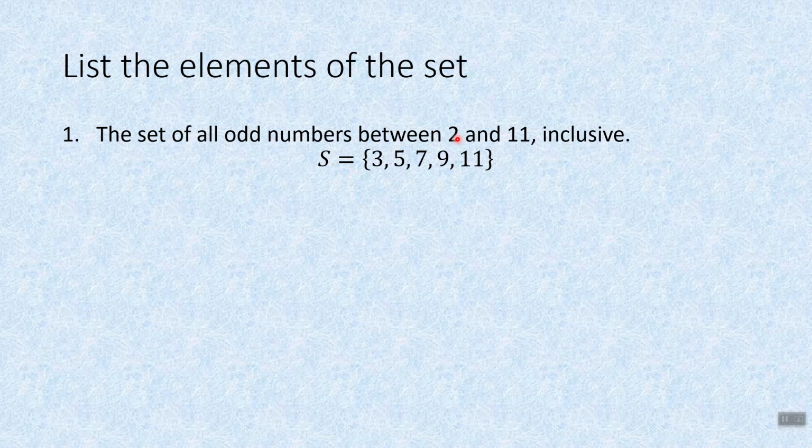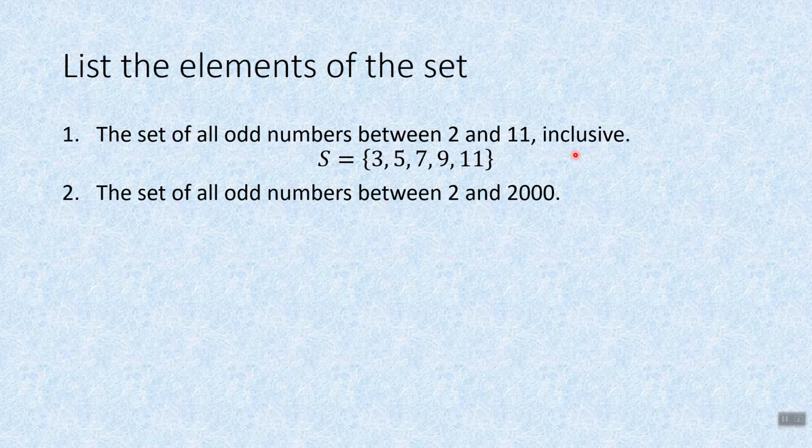Well, 2 is not an odd number. So I start with the next odd number, 3, and then 5, 7, 9. 11 is included because it says so right here, inclusive. Now, what if we wanted to write the set of all odd numbers between 2 and 2000? We wouldn't want to list every single member of that set. That's a lot. So we might use something called set builder notation.